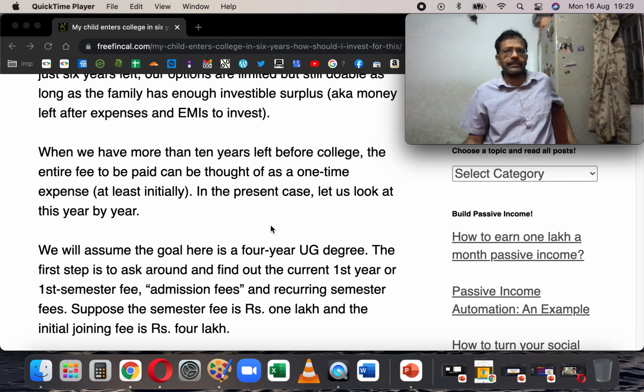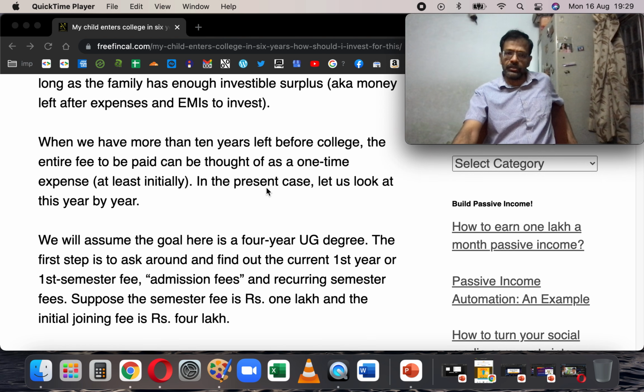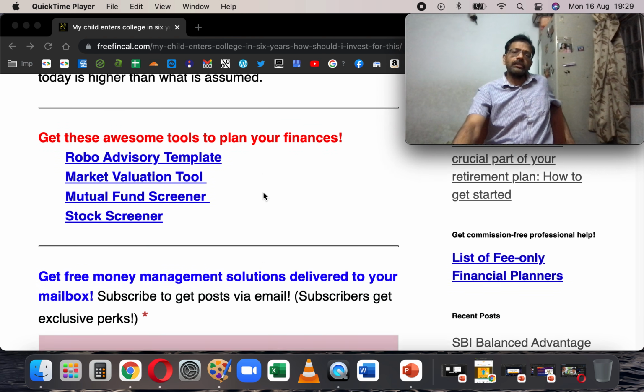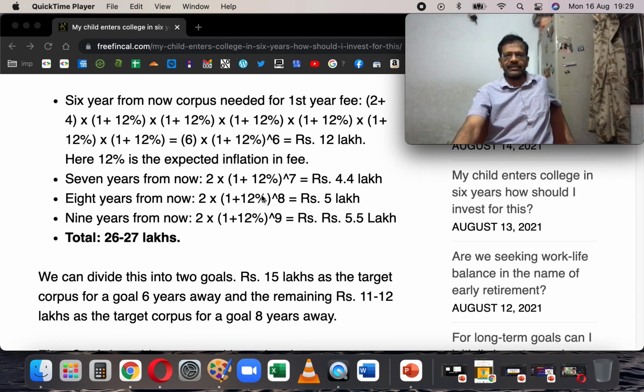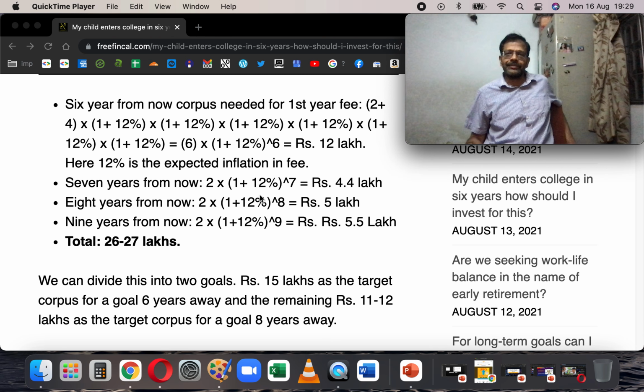So we will assume that it's a 4-year UG degree, and the semester fees is 1 lakh. So you need 2 lakhs a year, and the initial admission fee, whatever fee they have, etc., is about 4 lakhs or so. Of course, you have to redo the calculation with your own numbers. We will assume that the inflation is 12%. That is actually a little bit on the lower side, considering the way things are going, but we'll have to look at it.